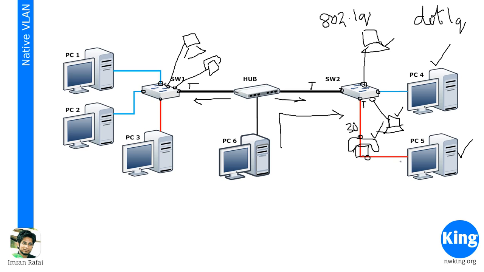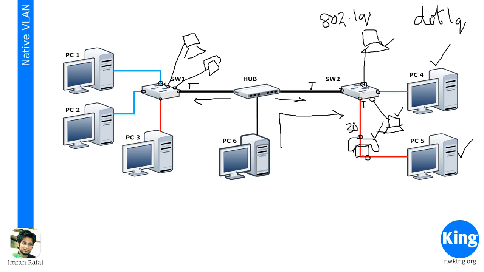So it goes back to the same concept that we discussed with PC6. It goes without a tag, and the switch takes that and says, okay, you're coming without a tag, so I'm going to put you in the native VLAN, which is by default VLAN 1. Now the question is this: can you change the native VLAN? And the answer is yes, you can change the native VLAN.